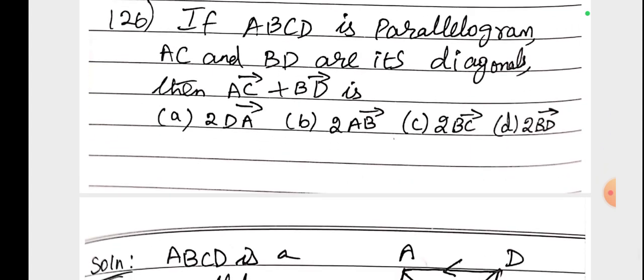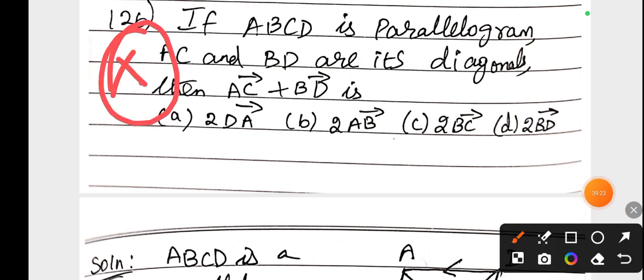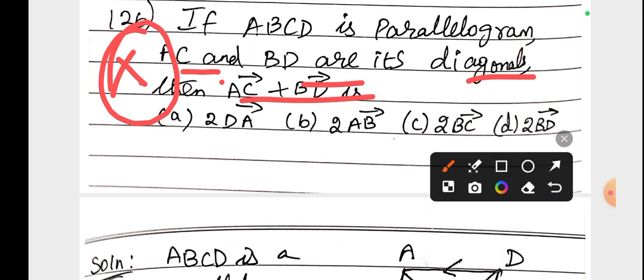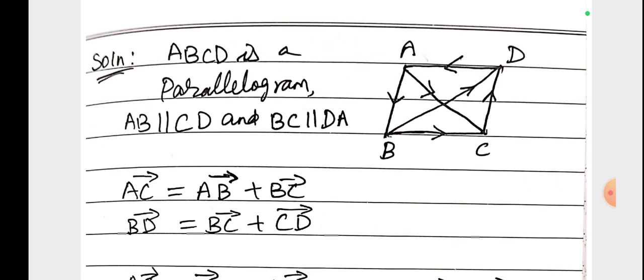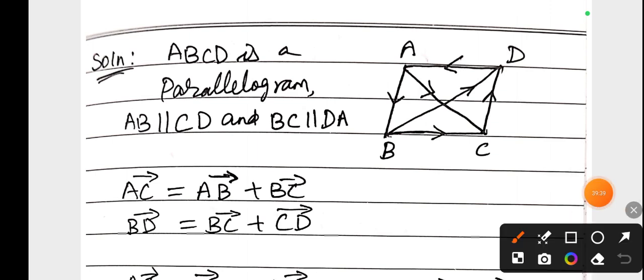Then the 126th question, an important MCQ they are repeatedly asking. ABCD is a parallelogram. AC and BD are its diagonals. What is AC vector plus BD vector? So that is what they are asking. You can draw the diagram for our better understanding. ABCD is a parallelogram. AB parallel to CD, BC parallel to DA. You can draw.